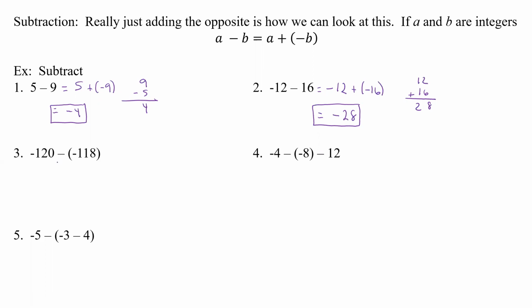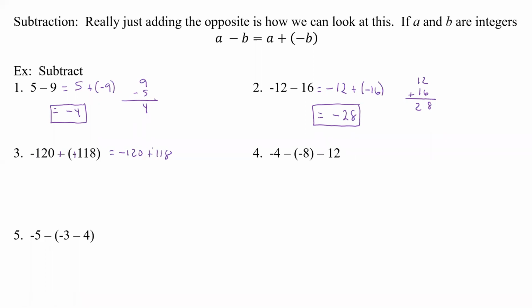All right. Now, we have a negative 120 plus a negative, or minus, excuse me, a negative 118. Well, what do we know from the last section about two negatives together? Well, a negative and a negative make a positive. So now what we really have is negative 120 plus 118.